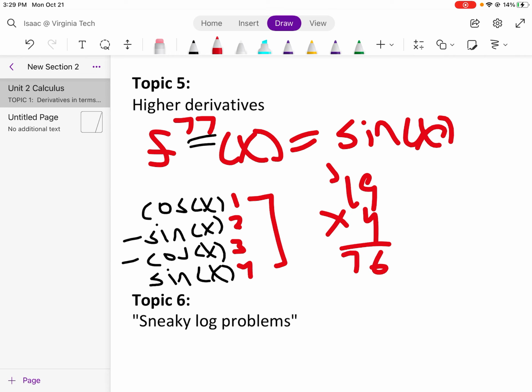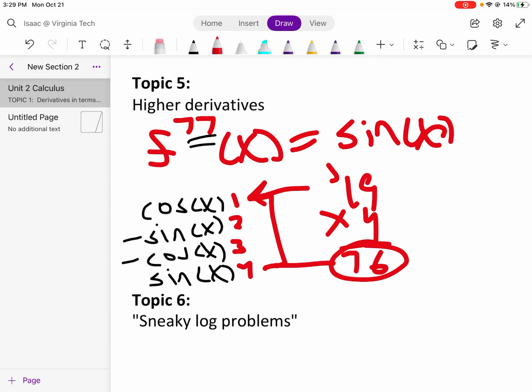Yeah. So 76, that comes out evenly when you divide it by 4, right? We get 19. So that means 77 is going to be the same answer as what the first was. That might seem a little bit weird to think about, but just see how it is.